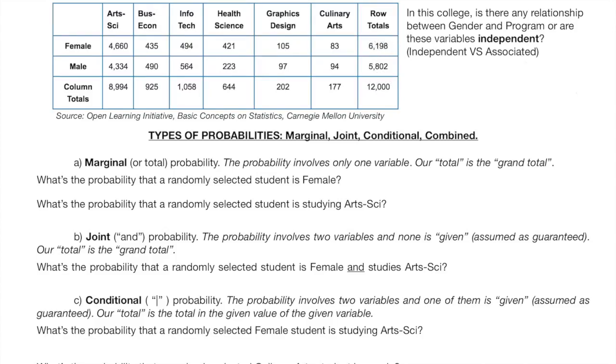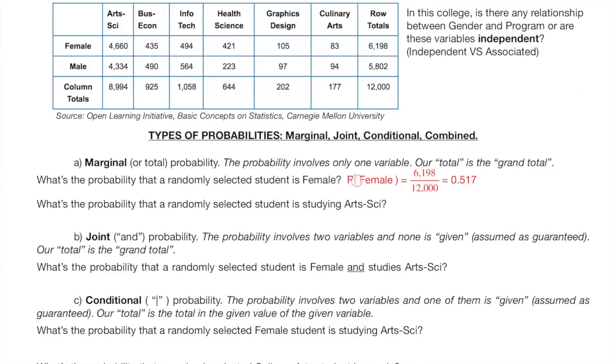We denote and answer this question in this way. There are 12,000 students and 6,198 of them are female. So this is the probability and this is the decimal approximation. I say that we work only with one variable, gender. The other variable, program, is disregarded. Our total, that's to say the denominator of our fraction, is the grand total, that's to say the total in the whole table. In these exercises, it's common that you are expected to write the question in mathematical notation.